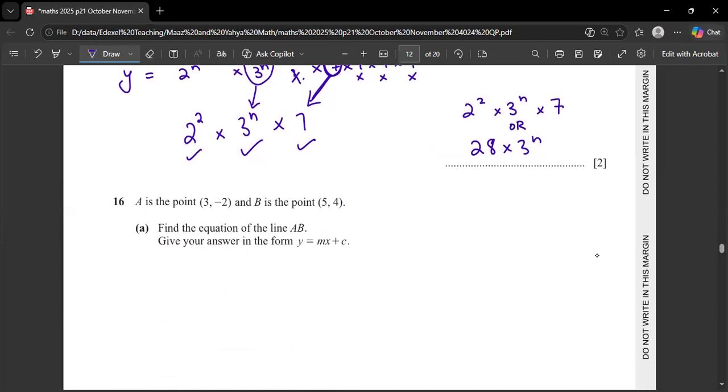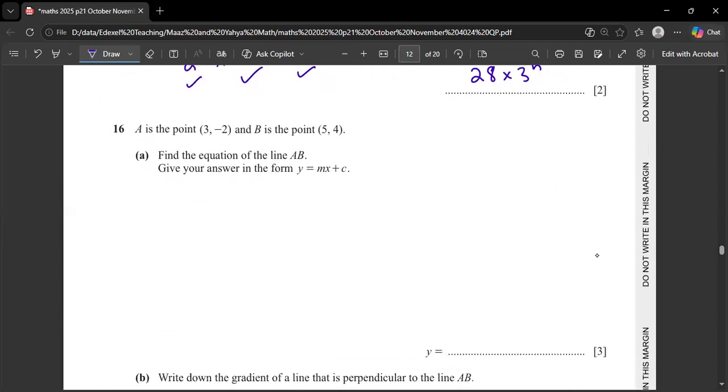Now we're going to have another question. A is the point (3, -2) and B is the point (5, 4). What we are supposed to do is find the equation of the line. Now for the equation of the line, we have to have the gradient and we have to have the y-intercept. This is the gradient and this is the y-intercept. Clear?